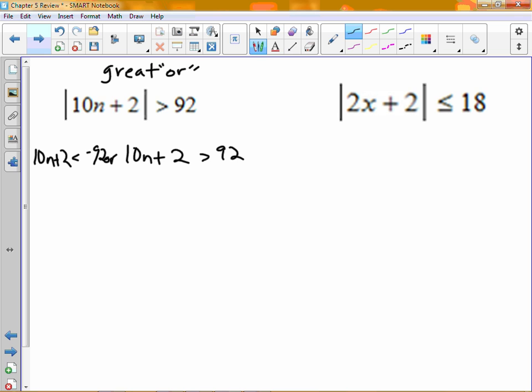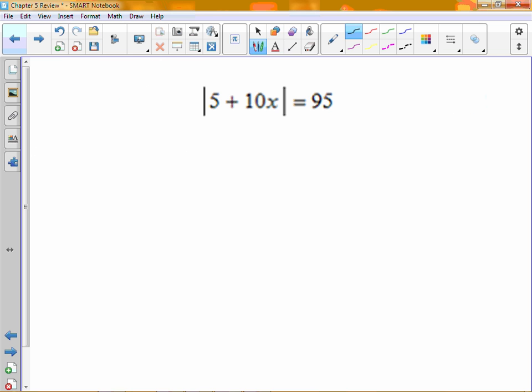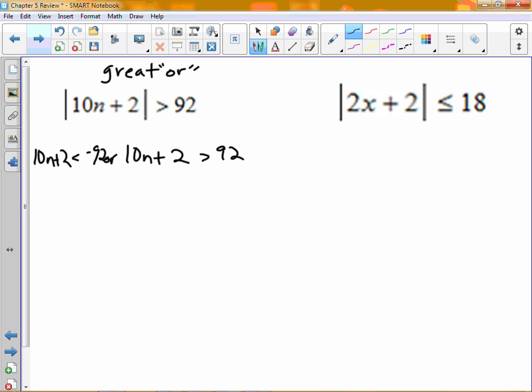We didn't work this problem in here, but hopefully you already have. How many answers did you get to this? 2. That's right. Make sure you get 2 answers. And in this problem right here, when I solve, 10n is less than negative 94, so n is less than negative 94 tenths. The word or is going to be in there, guys, and it's all because of this original problem. The original problem is greater than, the final answer is or. Like this one, if the original problem is less than, it'll be less than as well.